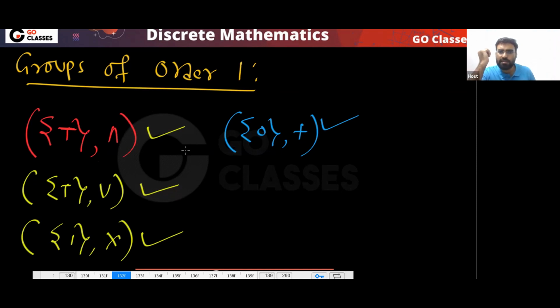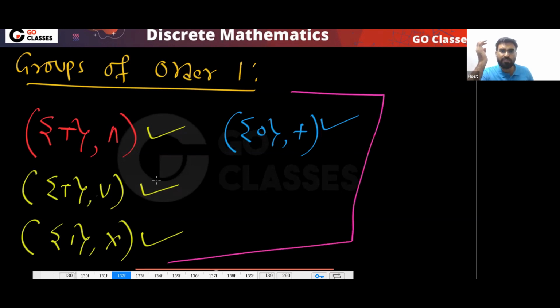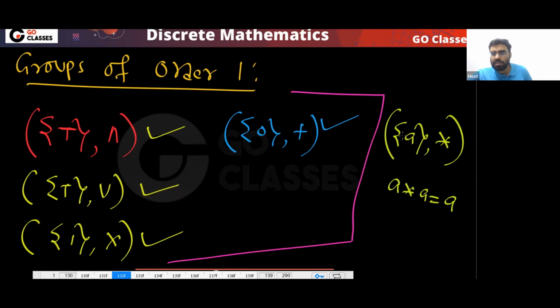Let me tell you that the question will always ask you for non-isomorphic. Actually, they all are isomorphic. If you notice, they all are isomorphic. They have the same structure. Yes, they are all different, but they are the same. Actually, they have the same structure. They have this structure. Can you notice all of them have this structure?